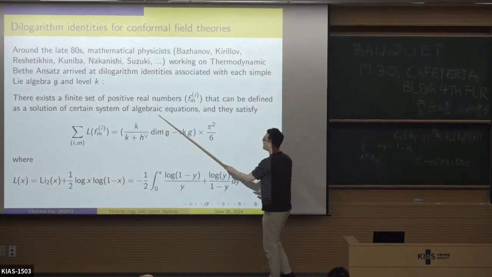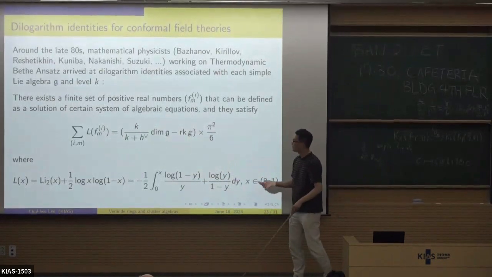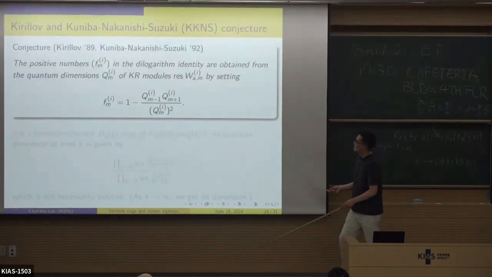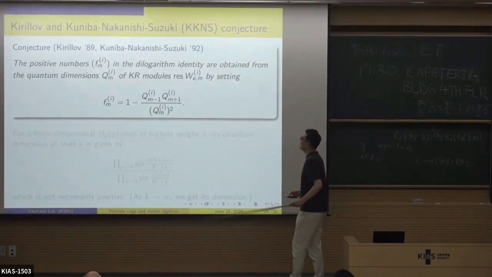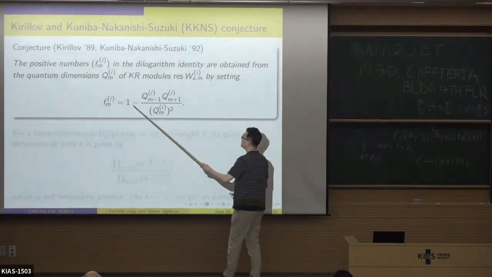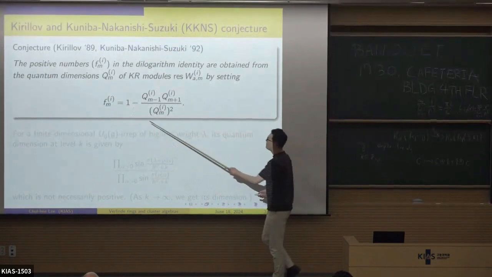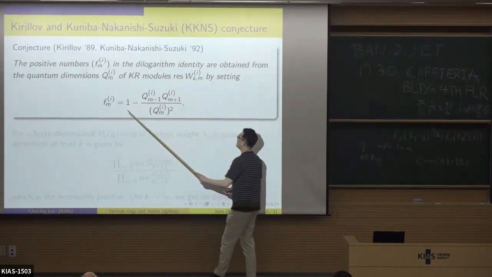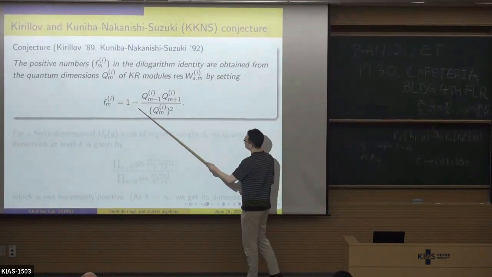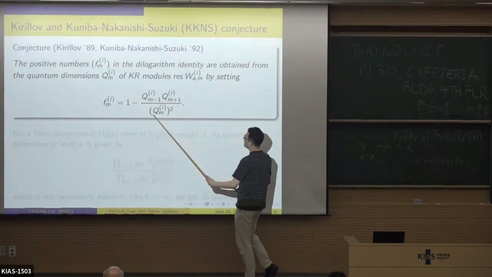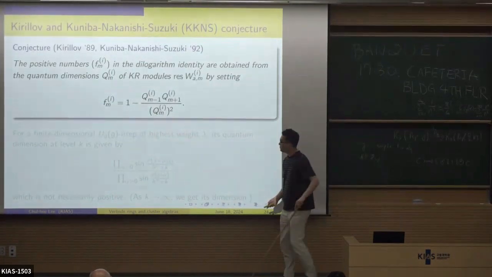Okay, so I didn't explain what these equations are. One conjecture, the conjecture by Kirillov and Kuniba-Nakanishi-Suzuki, is that now we can go back to representation theory. These numbers appearing in the dilogarithm identity can be obtained explicitly by computing quantum dimensions of Kirillov-Reshetikhin modules and taking this combination.